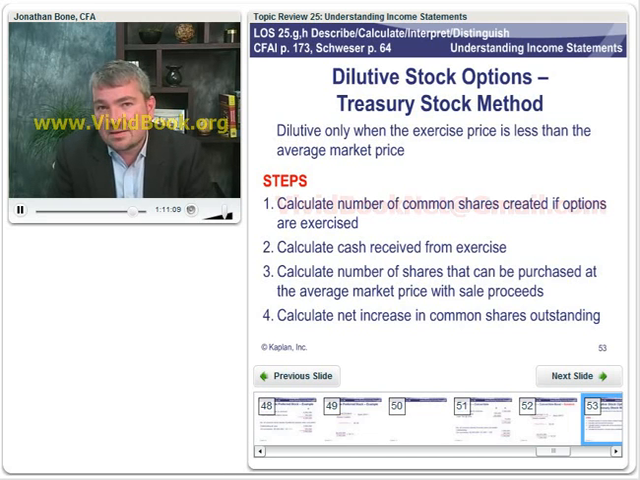Now, if they are dilutive, we're going to use the treasury stock method. What we do is we run through these steps. First of all, we look at the number of shares that will be created if the options are exercised.